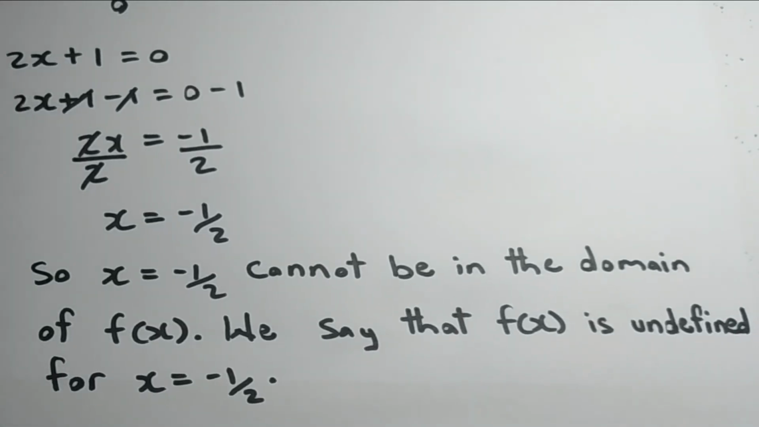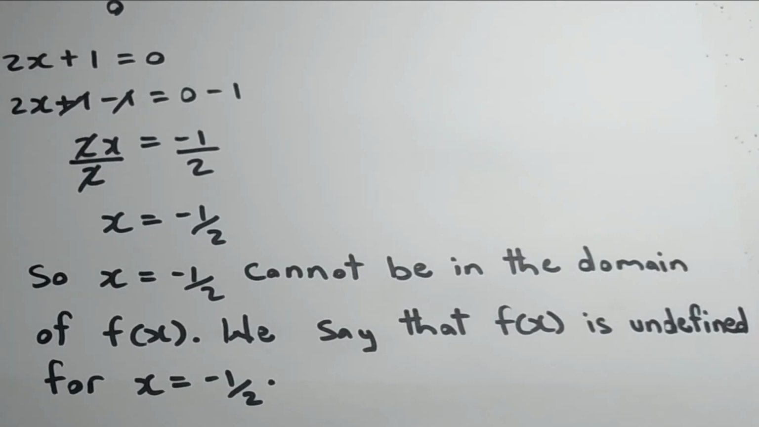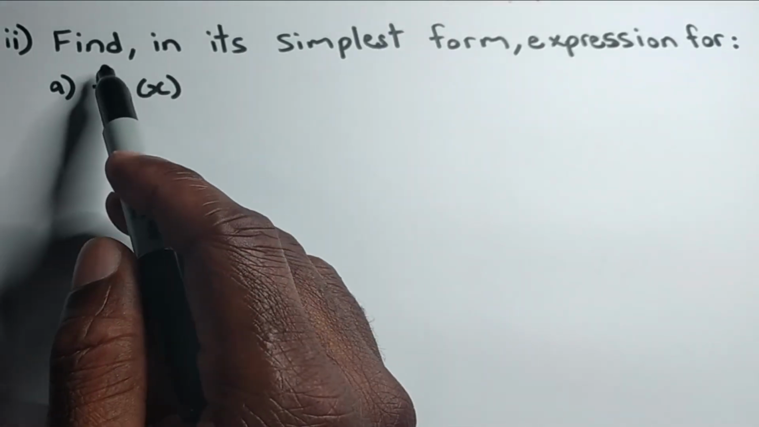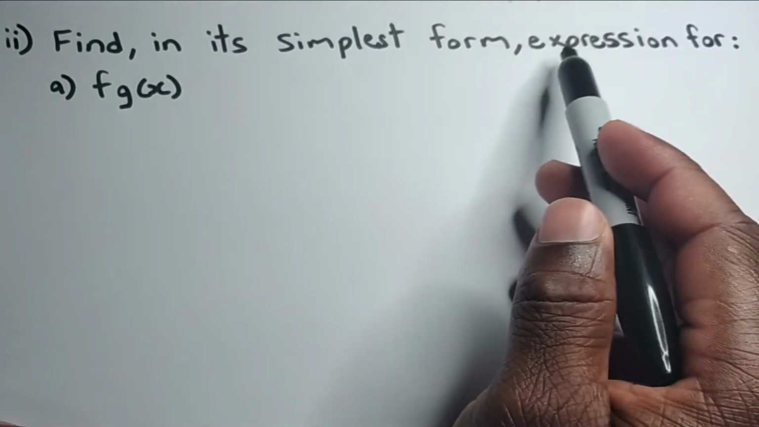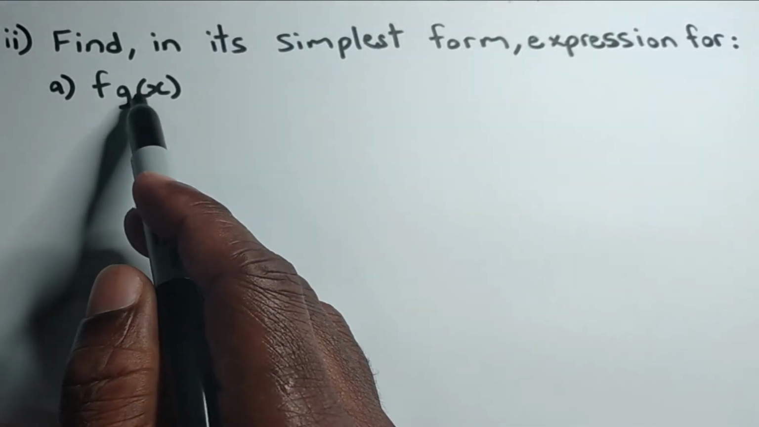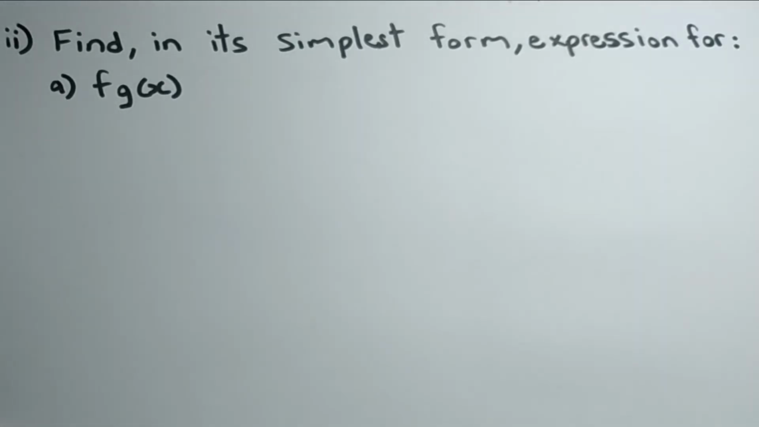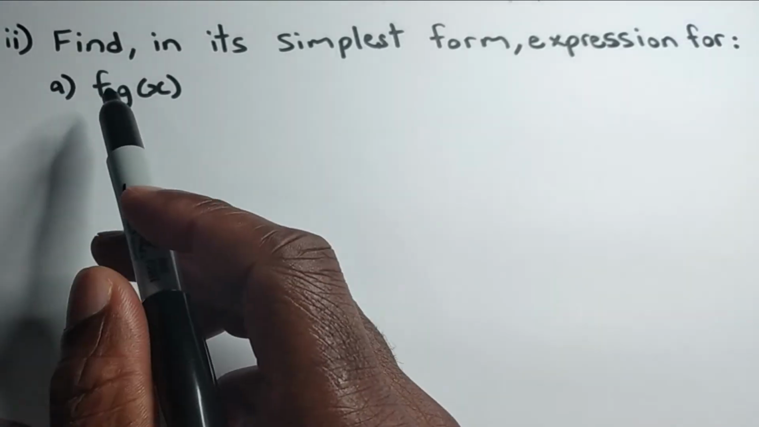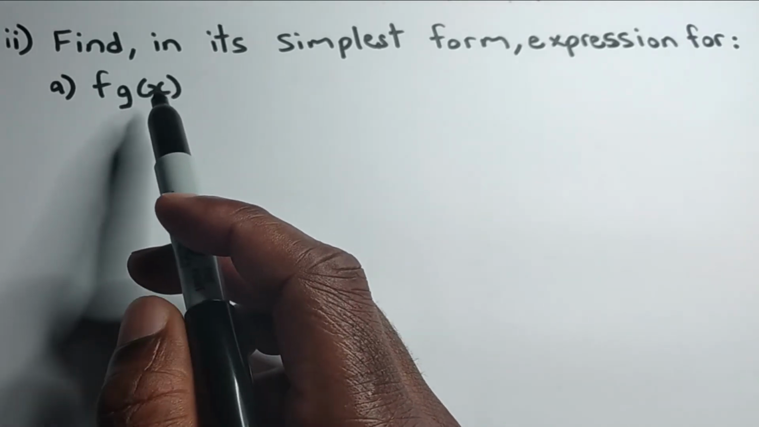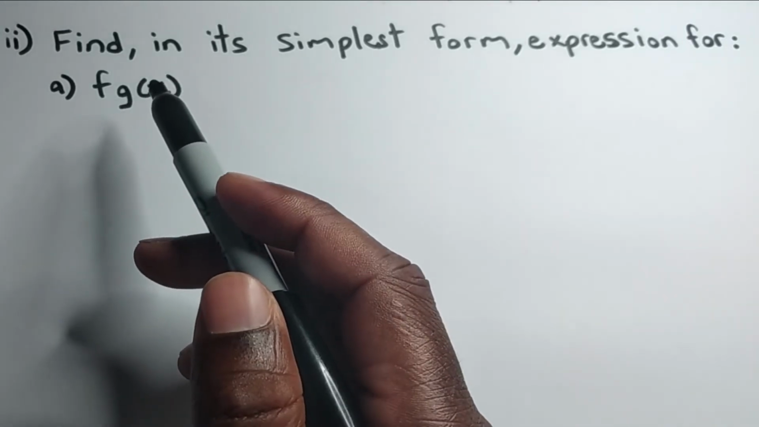So what we're going to do now is look at part 2. This asks us to find, in its simplest form, an expression for f of g of x. Again, this is a 2-part question, so we have A and B, but let's look at A first. This wants us to find f of g of x, and this is composite functions.